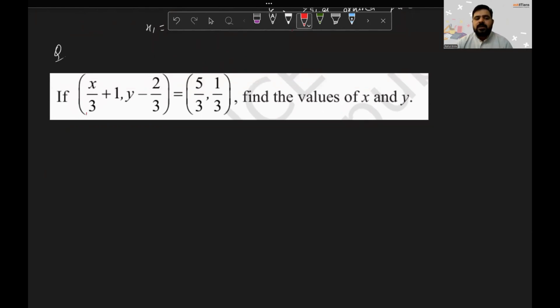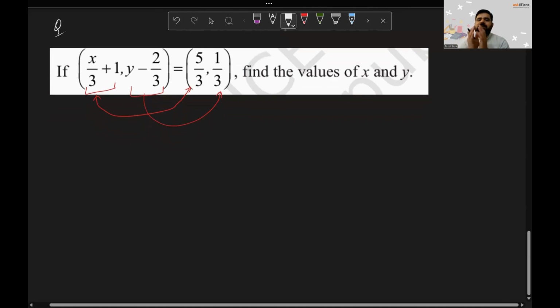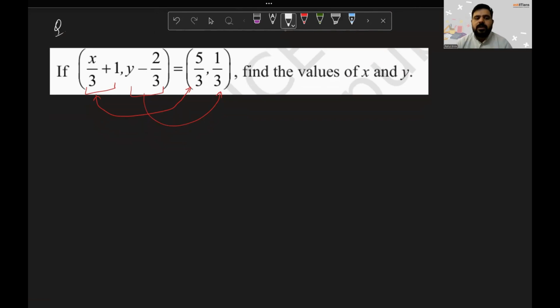So what exactly does this mean? The first part is going to be equal to the first one, and the second part is going to be equal to the second one. If we try and equate this, I told you the first element of the first ordered pair will be equal to the first element of the second ordered pair. So we'll have x/3 + 1 equal to 5/3. This gives us x/3 equal to 5/3 minus 1, which is just 2/3. If we multiply both sides by 3, we get x as 2. So the value of x that we are getting right now is 2.